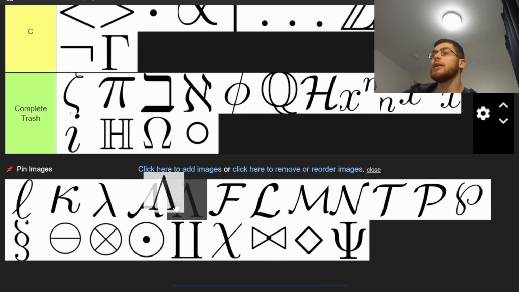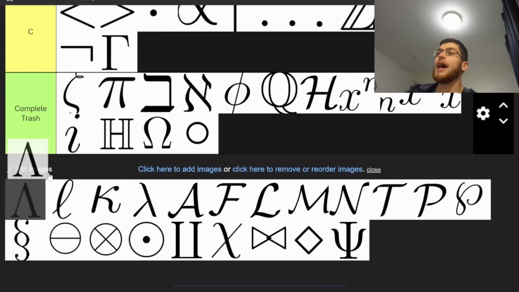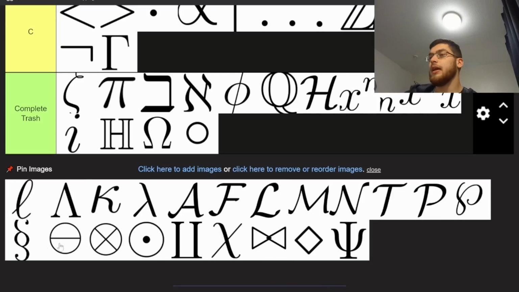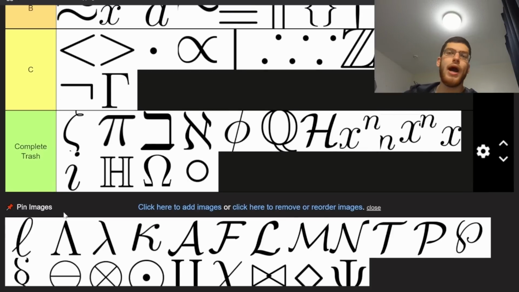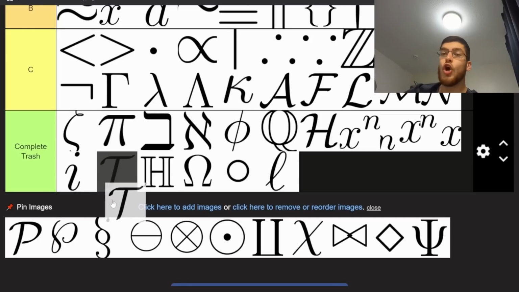Lambda, capital lambda. Well, yes, this makes a lot of sense. You know why? Because the eigenvalues is lowercase lambda. Eigenvectors is capital lambda. So you've got these two are a perfect couple. I don't know why they went with lambda for eigenvalues. So I think they're a perfect couple, so they go together, but I don't think they go in a very high tier.